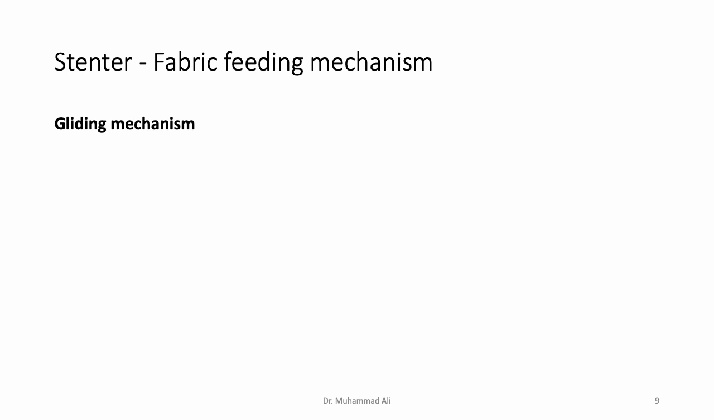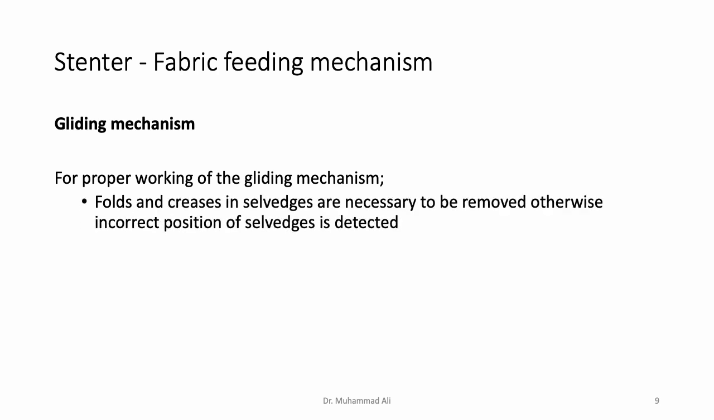So up till now, you have seen that the entire purpose of the gliding mechanism is to ensure that fabric salvages are secured properly. But what if the fabric salvages are not detected properly? And that's why it is very important that for proper working of the gliding mechanism, any folds or creases in the salvages are removed before the salvages are detected. Otherwise, incorrect position of the salvages will be detected and the gliding arm will then grip onto an unnecessary part of the fabric.